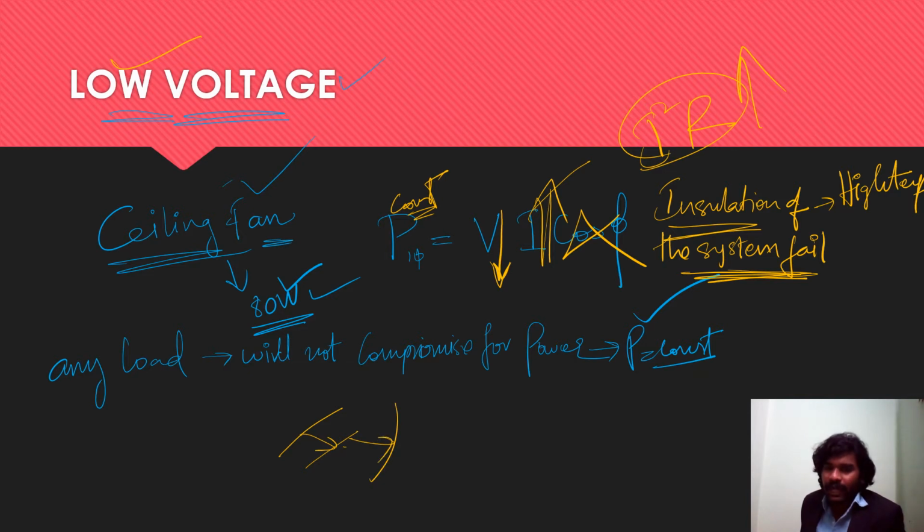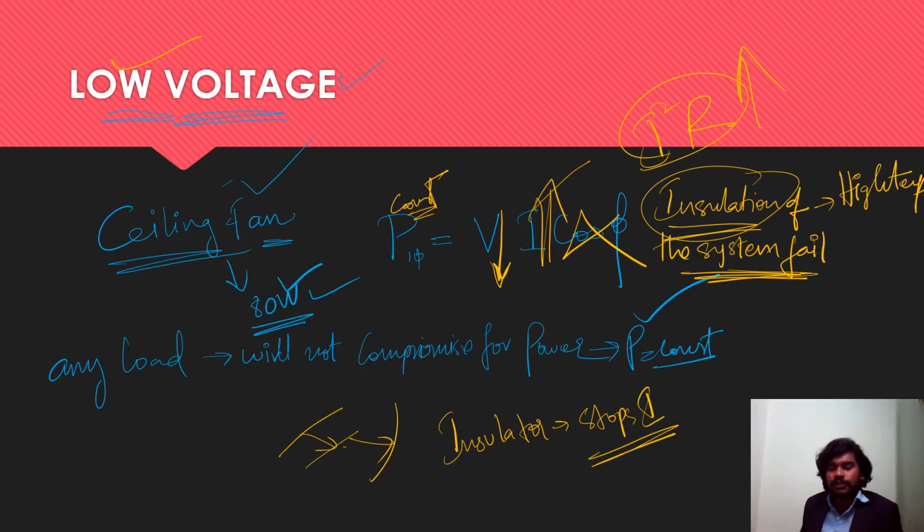Why do we actually need insulation in any electrical apparatus? Insulation is a very primary requirement before constructing any electrical apparatus or device. The reason is to avoid leakage of current. What is an insulator? It stops the flow of current. The purpose of an insulator is to stop current.